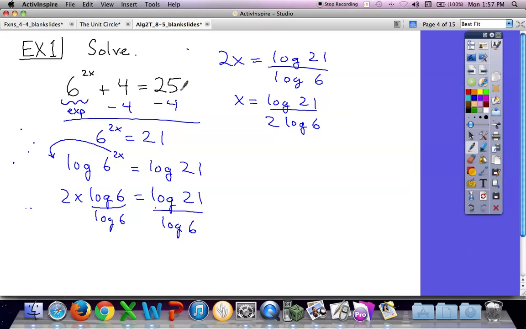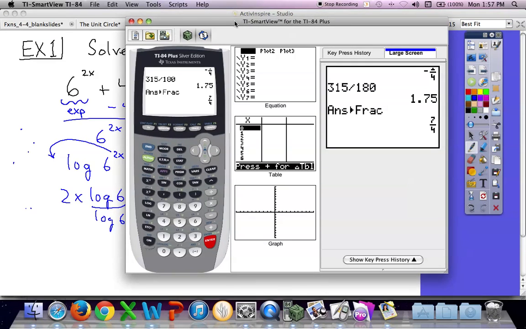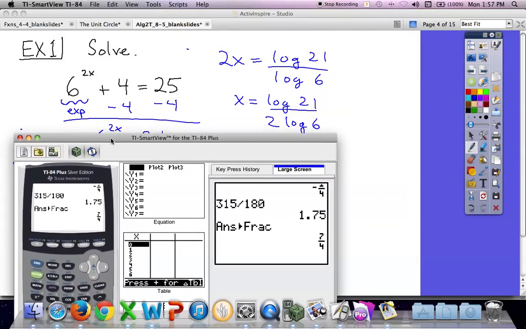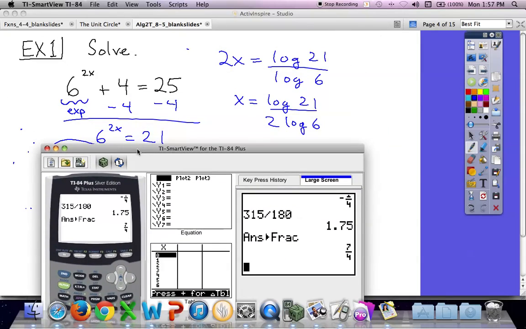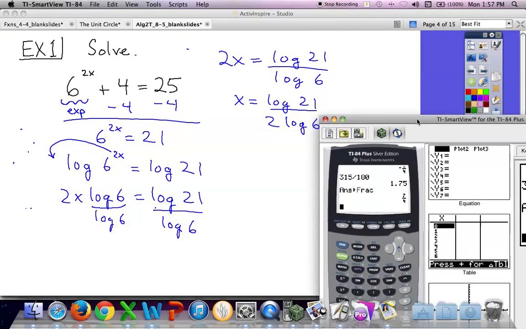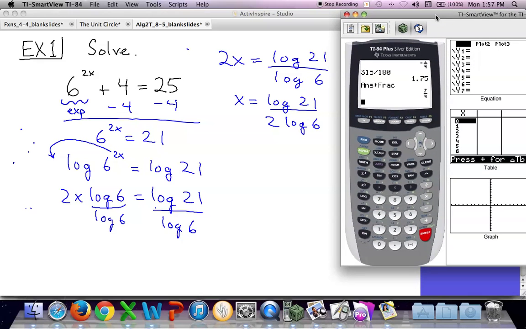Now all of that can be put in the calculator. Log 21 over 2 log 6. I had this too far over, I'll do it here. We can just use this as the screen. Clear. It's real important that you actually do this. Take out your calculator and really make sure you're getting the right answer, because it can be a really small calculator error that's throwing you off.